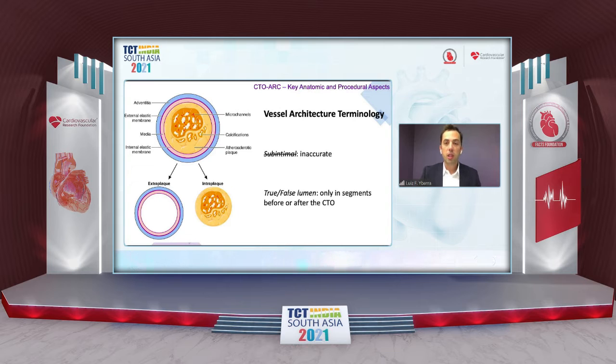Another interesting aspect, and one that generated a lot of debate, was the nomenclature for the vessel architecture. One needs to realize that the subintimal space is not really an accurate term for where our equipment is. Because of that, it was decided that we should use a more precise term: extraplaque or intraplaque. Although the terms true and false lumen can still be used, they are for segments before and after the CTO.